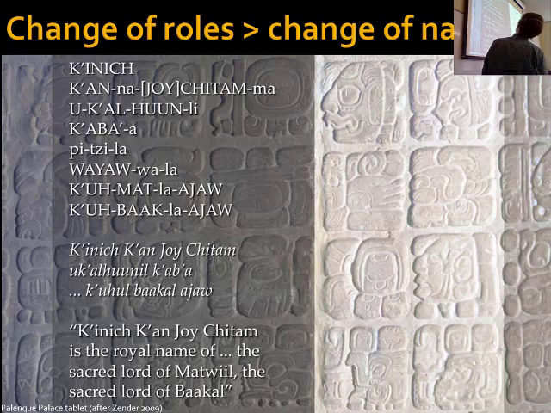But here we have Inich Kan Hoichitam, the accession name, Kanhunikaba, of ball-playing sorcerer, Pitzil Waiwal, Holy Matwil Lord, Holy Bakal Lord. So Holy Bakal Lord, Holy Matwil Lord, those are social names, right? Titles, as we would say, as well as the ball-playing sorcerer. I guess there was some football magic there that he was famous for. And then this is his accession name, which is a repetition of some of the names of previous kings. So he's not the first Hoichitam in the dynasty.